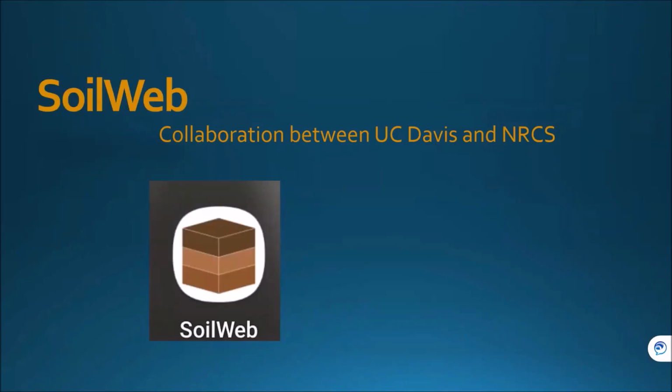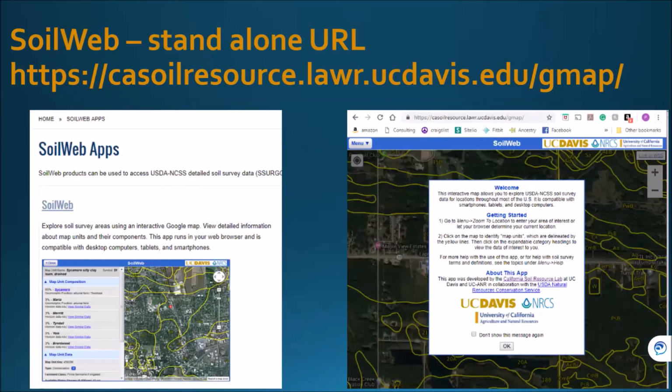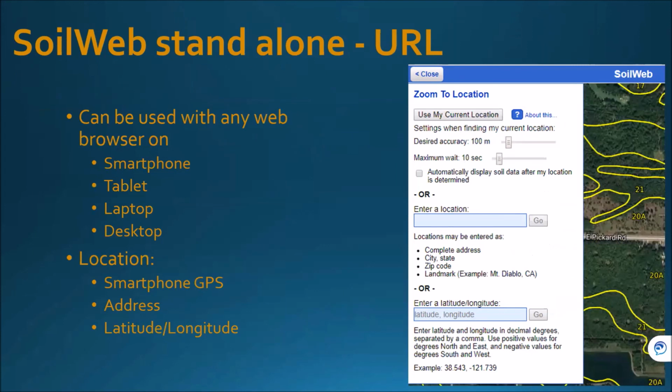Soil Web, next slide. This is actually an app that you can download on your phone for utilization in the field. It utilizes the GPS on your phone and tells you what the soil map and things are in the site. Next slide. Like I said, you can put it on your smartphone, your tablet, your laptop, all of those types of things. And then there's multiple ways to utilize it too. Next slide.